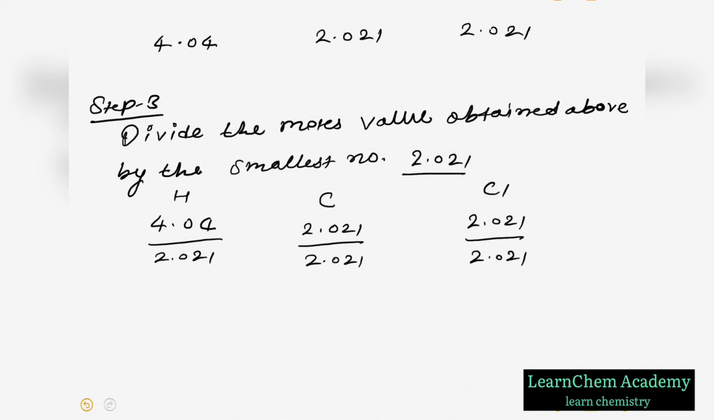So we will get approximately 2, here is 1, here also 1. So this is the simplest ratio we obtained here. This simplest ratio of elements in a compound is called the empirical formula.